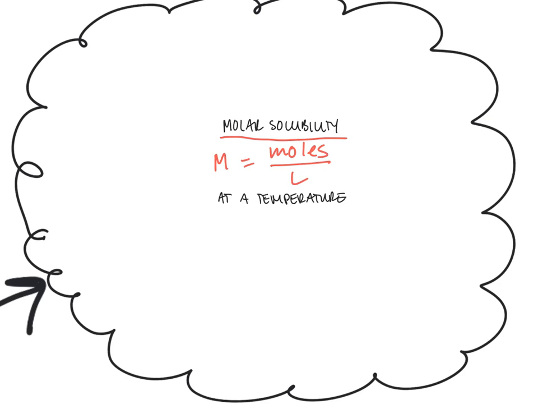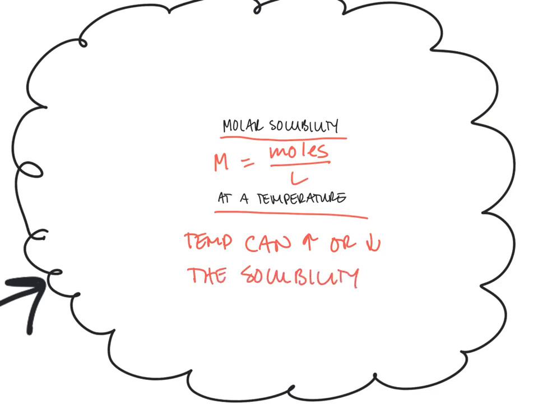Now, when we say that these things are soluble at a certain temperature, that's because temperature can increase or decrease the solubility of a compound. That just means that if you increase the temperature, it can become more soluble. If you decrease the temperature, it can become less soluble. All of our calculations are going to be done at 20 degrees Celsius, so the temperature doesn't really matter. It's not going to play into our calculations. It's just important to note that temperature can alter the solubility of something.